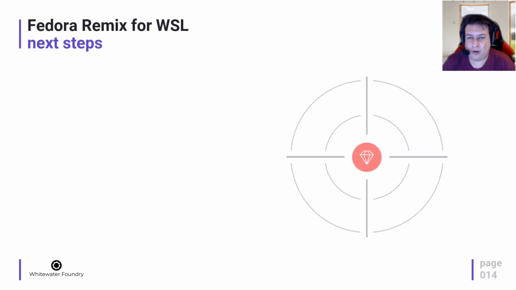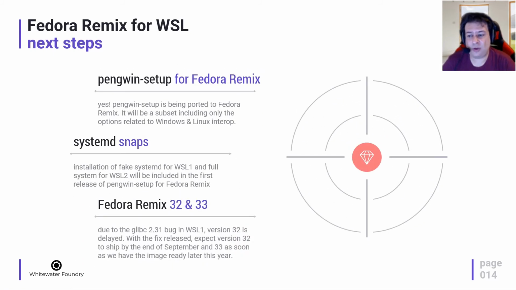Next step for Fedora Remix: Pengwin setup for Fedora Remix. Yes, Pengwin setup is being ported to Fedora Remix. It will be a subset including only the options related to Windows and Linux interop. Installation of the fake systemd that we saw for WSL 1 and a full systemd for WSL 2 will be included in the first release of Pengwin setup for Fedora Remix. Also, in the next months, we will release Fedora Remix 32 and 33.